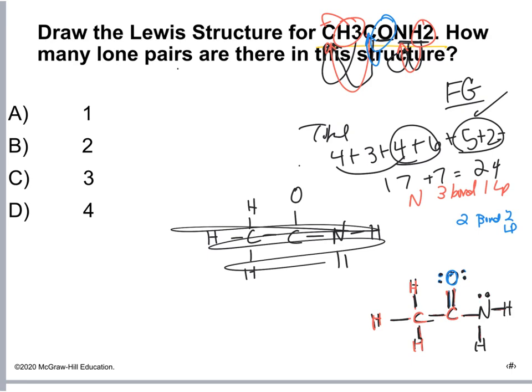How many lone pairs are there in this structure? So you would say 1, 2, 3. There's 3 lone pairs.